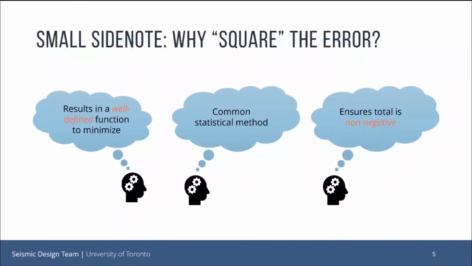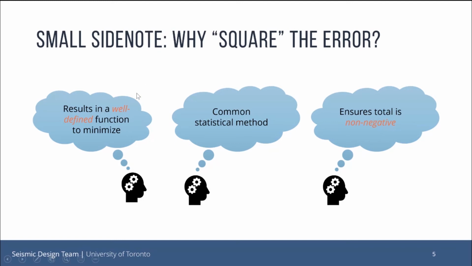Now we go to a small side note. Why do we want to square the error? This is a very interesting question, and there isn't really a precise answer that you can find online or in a textbook. But there are some points that many agree work well when we try to square the error.